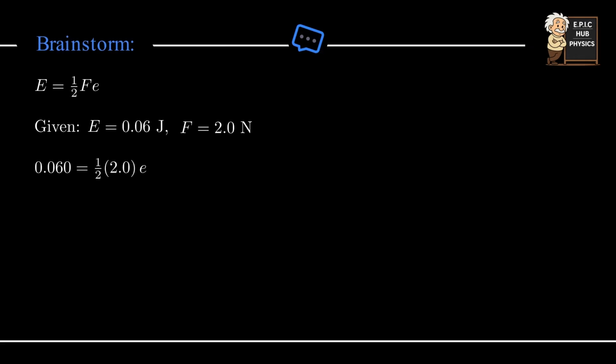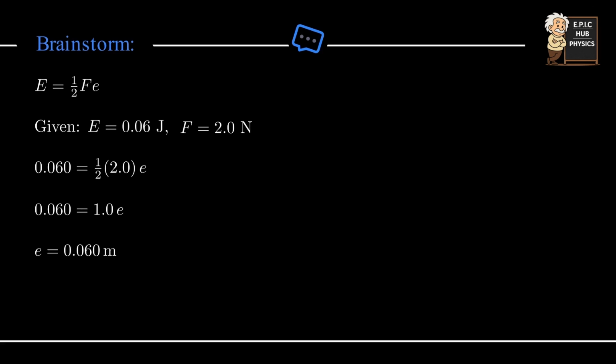We begin with the elastic potential energy formula, E equals 1/2 Fe. From the question, we are given E equals 0.060 joules and F equals 2.0 newtons. Substituting these values into the equation gives 0.060 equals 1/2 multiplied by 2.0 multiplied by e. 1/2 multiplied by 2.0 simplifies to 1.0. So the equation becomes 0.060 equals 1.0 times e. Therefore, e equals 0.060 meters.